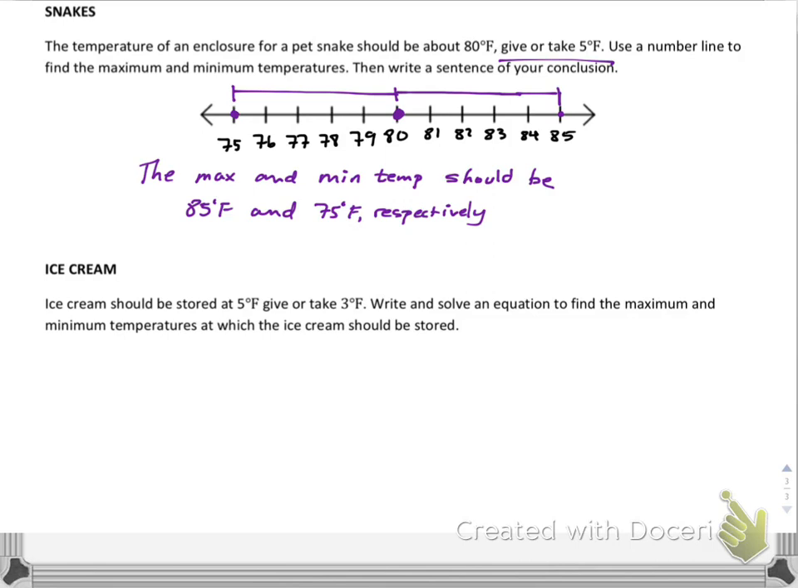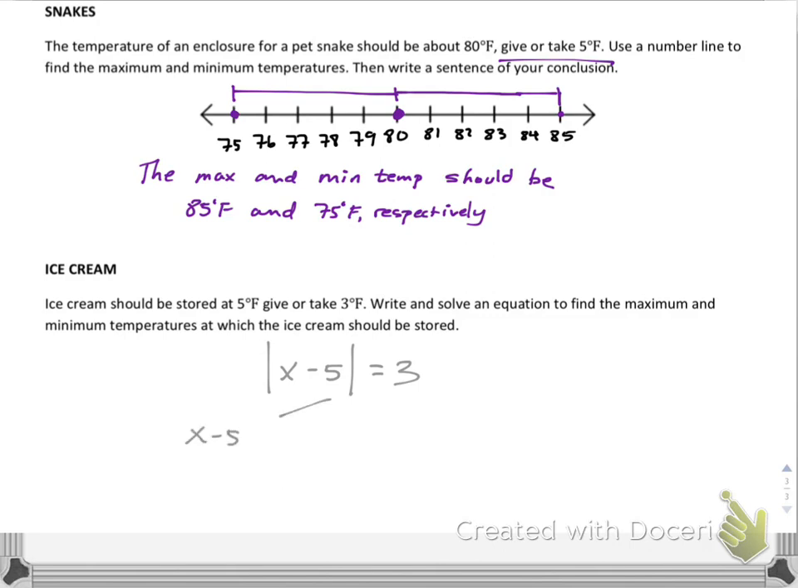So if it should be at 5 degrees, the distance between some number and 5 degrees should be 3. So the distance between some number and 5 degrees should be 3. So since 3 is, I can go 3 degrees warmer, or 3 degrees colder. So that's my equation right here.